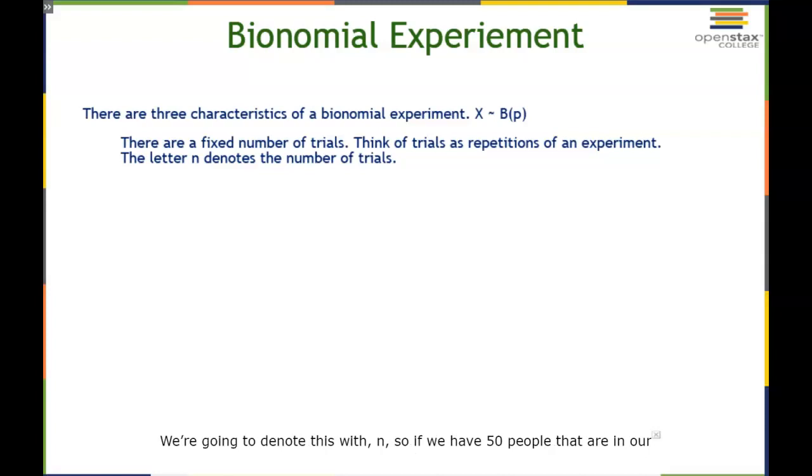So if we have 50 people in our experiment, then N is 50, because we're going to run this experiment once for each of those 50 people.